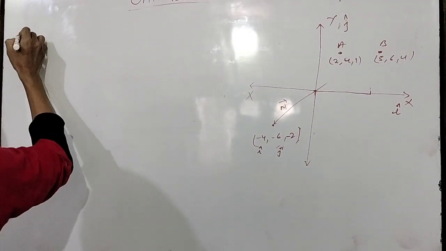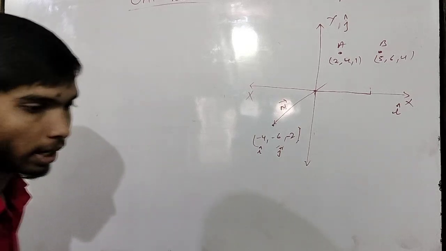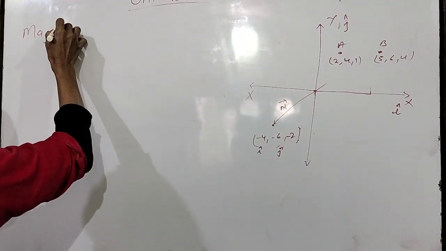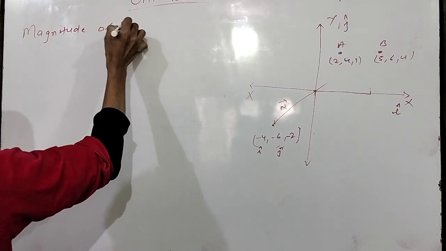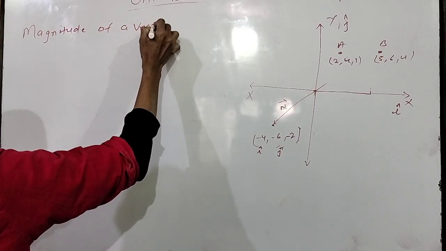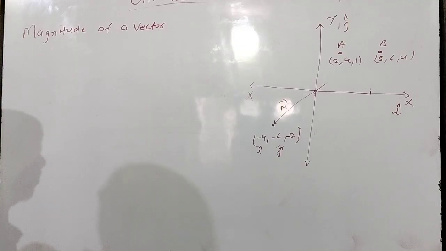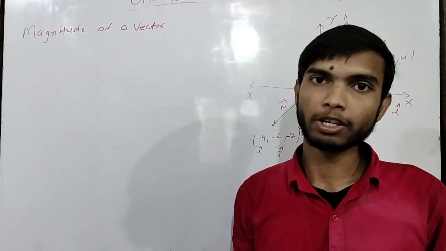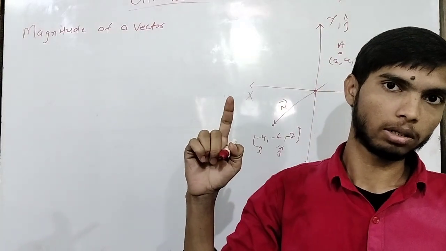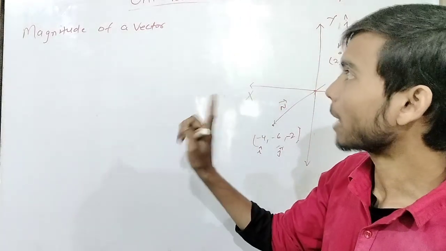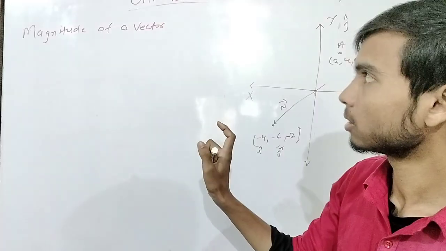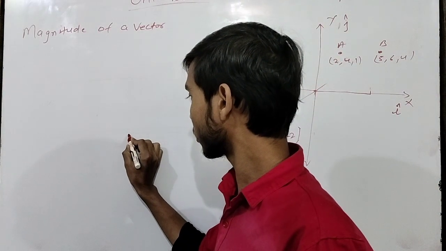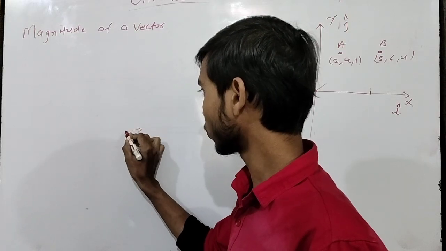Magnitude of a vector. How to find the magnitude of any vector? This is different from the previous lecture. Magnitude of a vector means, magnitude of this would be what?